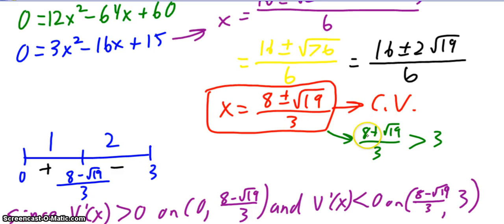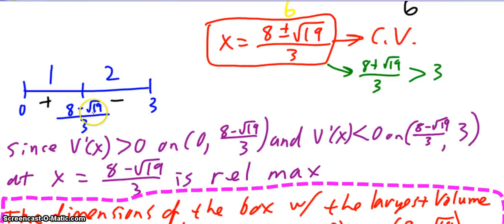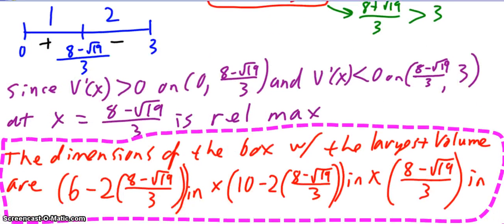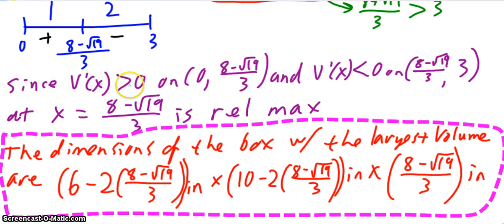So those are my critical values, but 8 plus root 19 over 3 is larger than 3, so it's out of my domain of x. So I just tested 8 minus root 19 over 3. This is a little bit greater than 2, so I tested the values of 1 and 2, and this worked as a maximum. So since V prime of x is greater than 0 on 0 to 8 minus root 19 over 3, and V prime of x is less than 0 on 8 minus root 19 over 3 to 3, x equals 8 minus root 19 over 3 is a relative maximum.